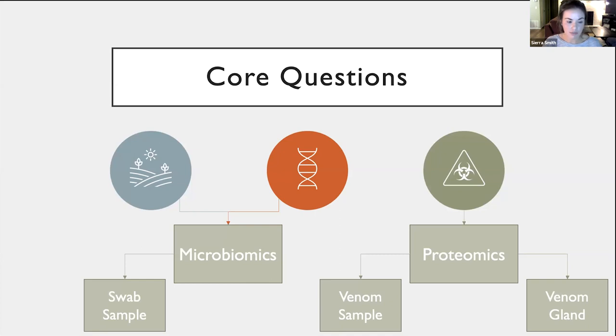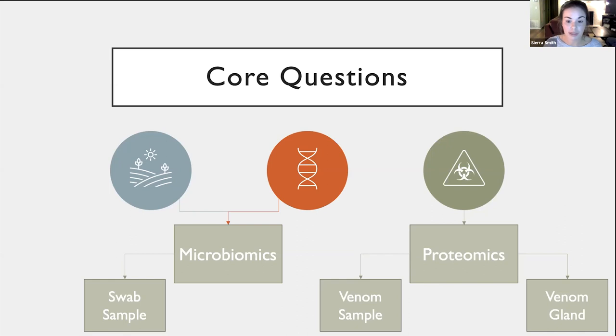So to address the environment and host evolutionary history hypothesis, similar to the study I did in the Philippines, I will collect oral and cloacal microbiome swabs, but I'll also be collecting one of the venom glands, which is actually a tissue behind the snake's eye that actively produces venom.